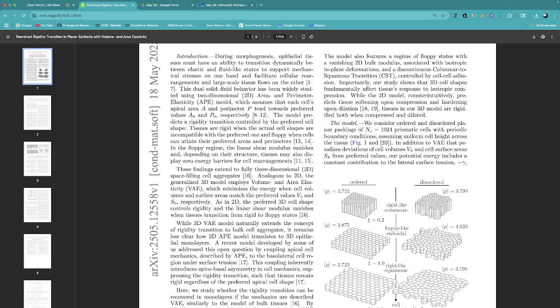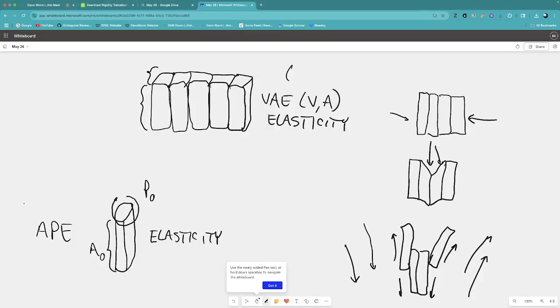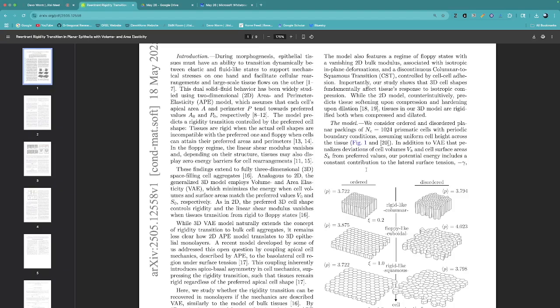Okay, so then we have these two different models. We have the two-dimensional model, which is APE, and the three-dimensional model, which is VAE. So we have our APE, which is two-dimensional, and our VAE, which is three-dimensional. If I understand this, this perimeter is a description, actually, of this area here. So, okay. All right.